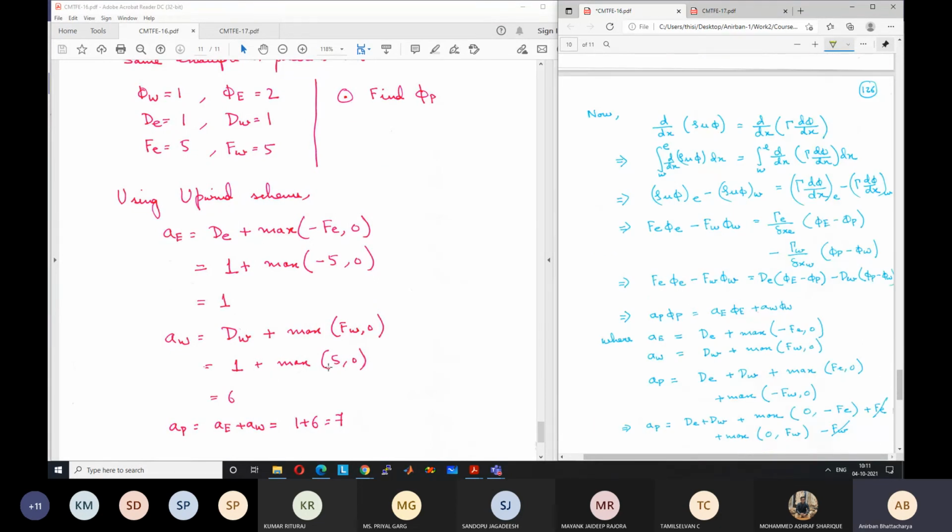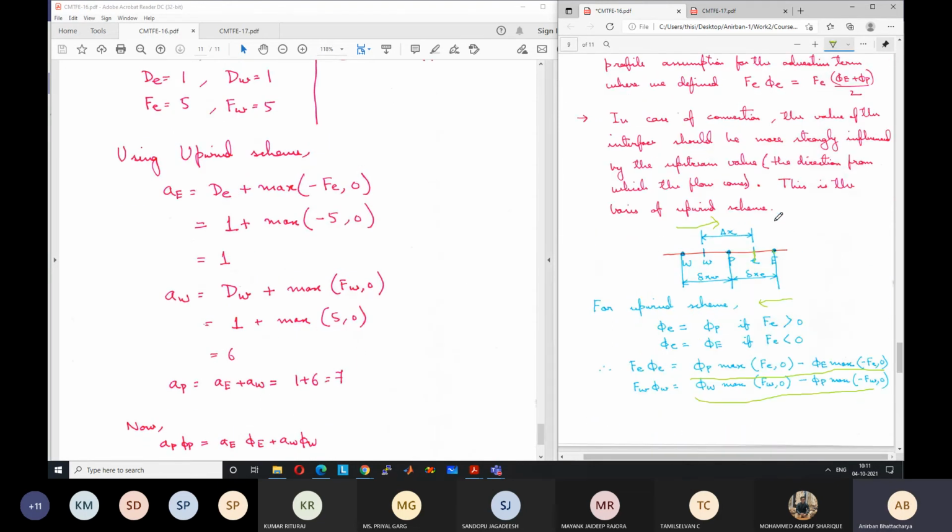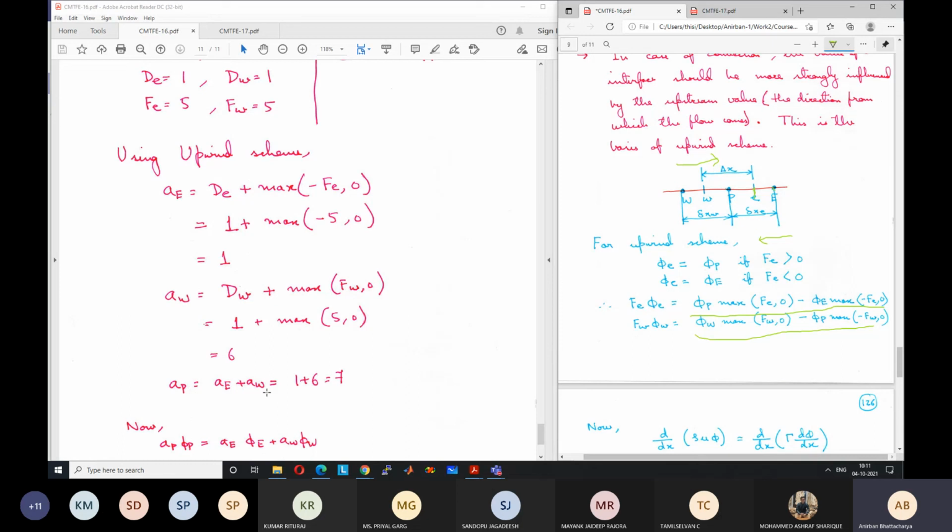5 comma 0, which is 6. Okay. So AP is equal to. So again, if you look at it, AE plus AW, sorry, this point should be strongly affected by this flow. Just a second. Yeah. This point should be strongly affected by this point.